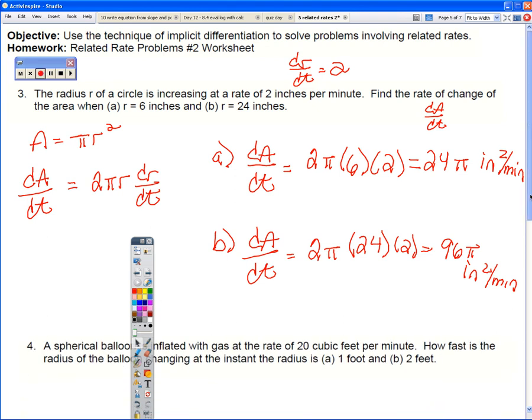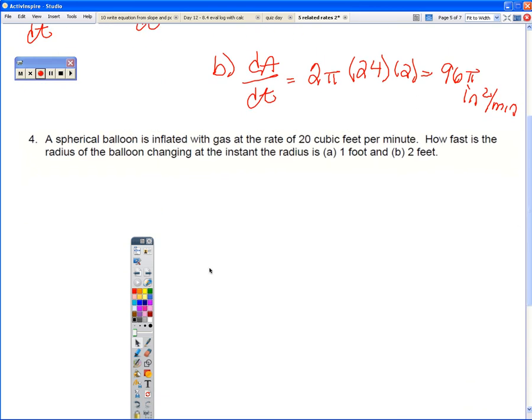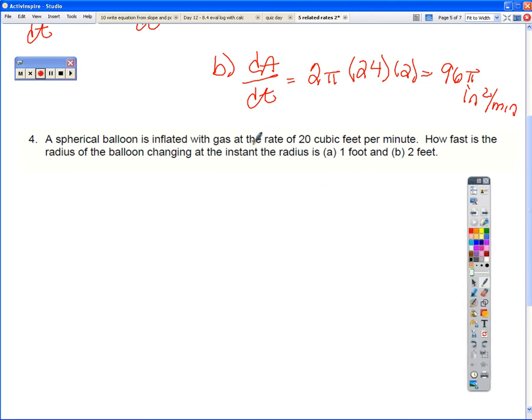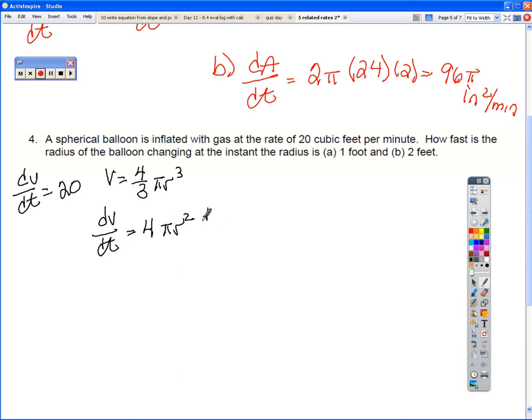Okay, so for number 4, the balloon is inflating at a rate of 20 cubic feet per minute, so that means dV/dt is 20. How fast is the radius changing? We need to find dr/dt. So first we need the volume formula of a sphere. And then we have to take its derivative with respect to time. When I multiply this 3 down, it becomes 4.